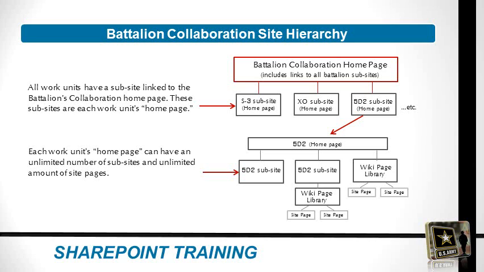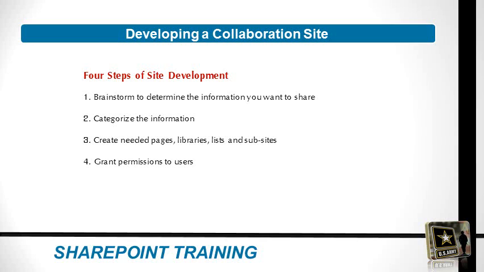So what exactly are the steps you should take to develop and create your collaboration site? Here are 4 easy steps to help you develop your collaboration site. 1. Have a brainstorming session to determine the information you want to share. 2. Categorize the information. Determine if it needs to be a document in a library, part of a list, a link, or just text on a page. 3. Create needed pages, libraries, lists, and subsites that will display the information. And 4. Grant permissions to users. This training module covers items 1 and 2 in more detail.